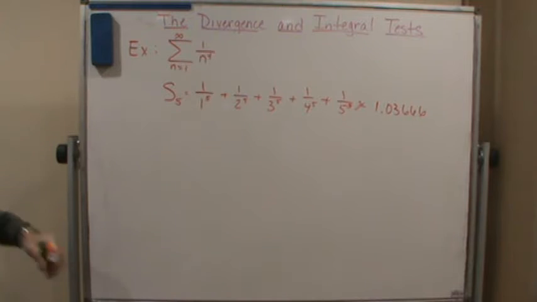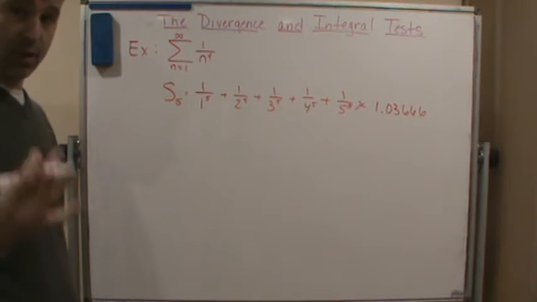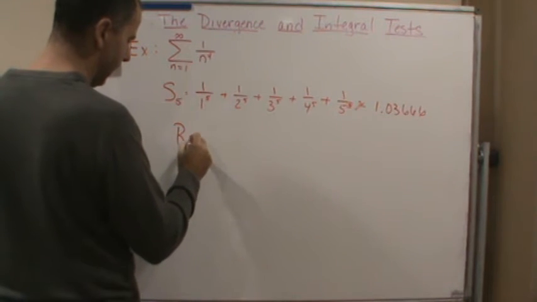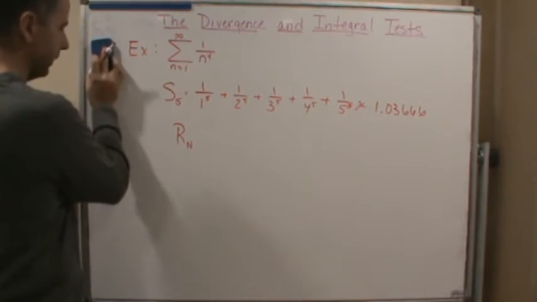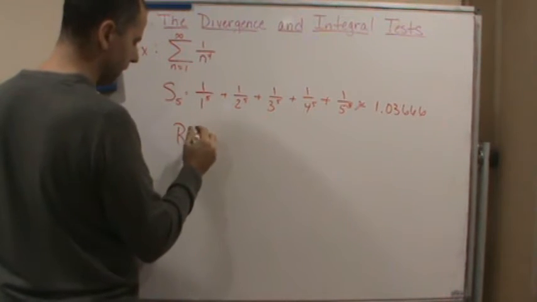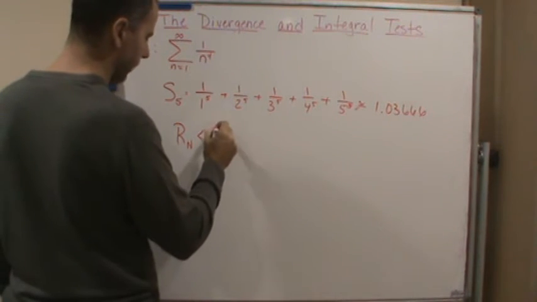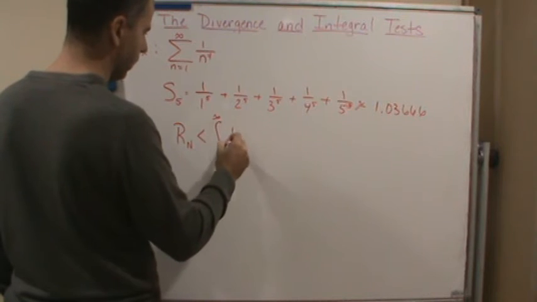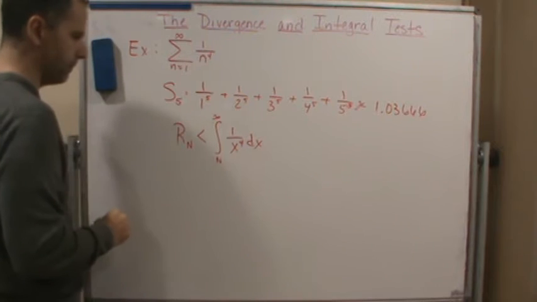So now let's do the remainder. So this time I'm going to find the formula and then just stick in the number, right? So let's say we know that R sub n is going to be less than the integral from n to infinity of 1 over x to the 4th dx, right?